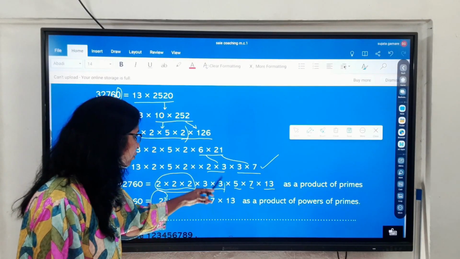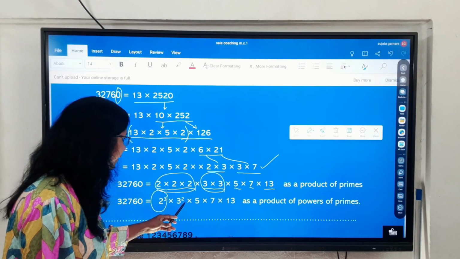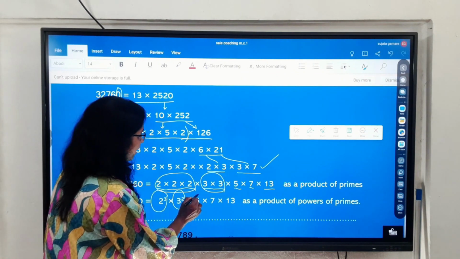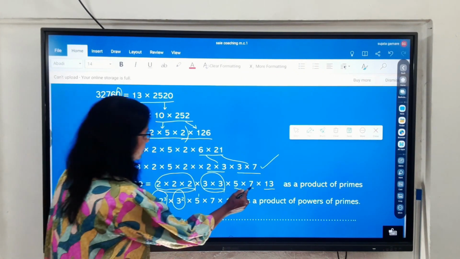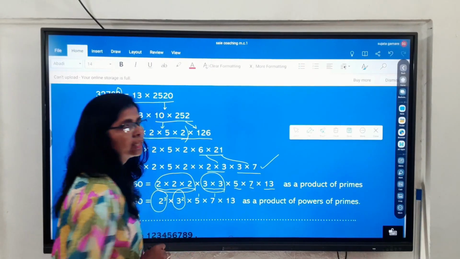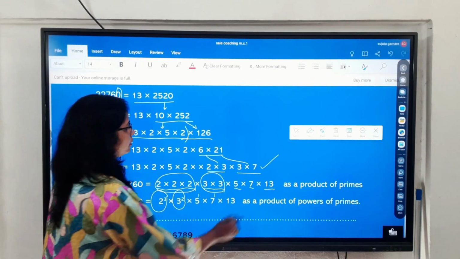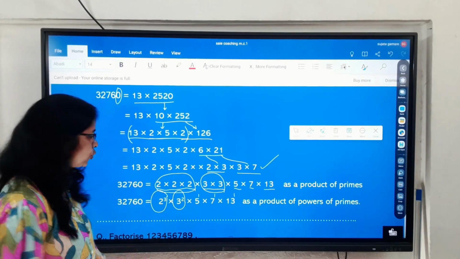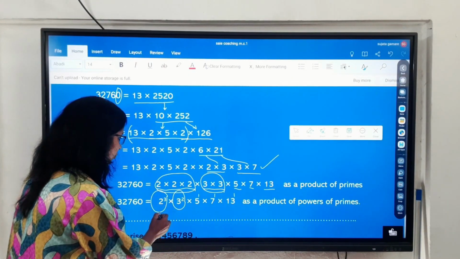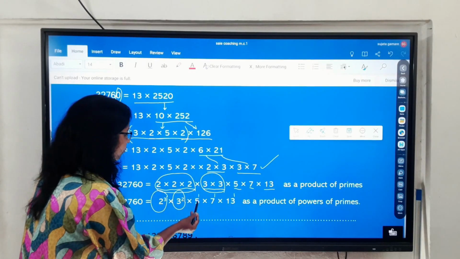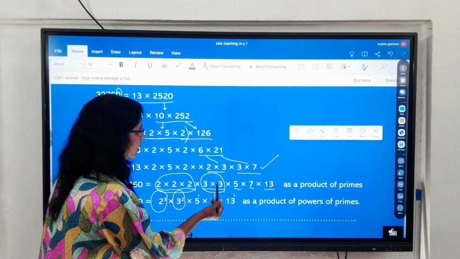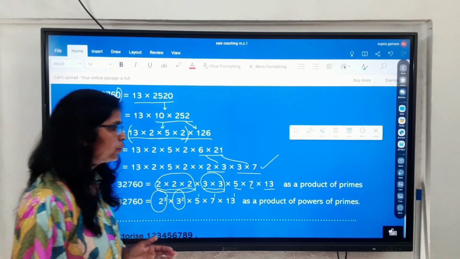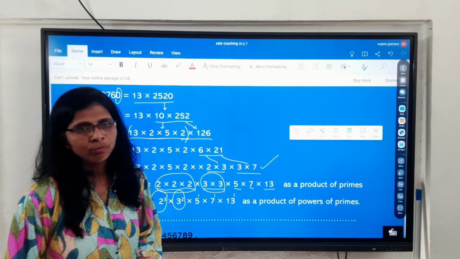3 comes 2 times. So I write square of 3. 5 comes 1 time. So I write 5 raised to 1. 7 comes 1 time. So here 7 raised to 1. 13 comes once. So here 13 raised to 1. So cube of 2, square of 3, 5 raised to 1, 7 raised to 1 and multiply 13 raised to 1, as a product of powers of primes.